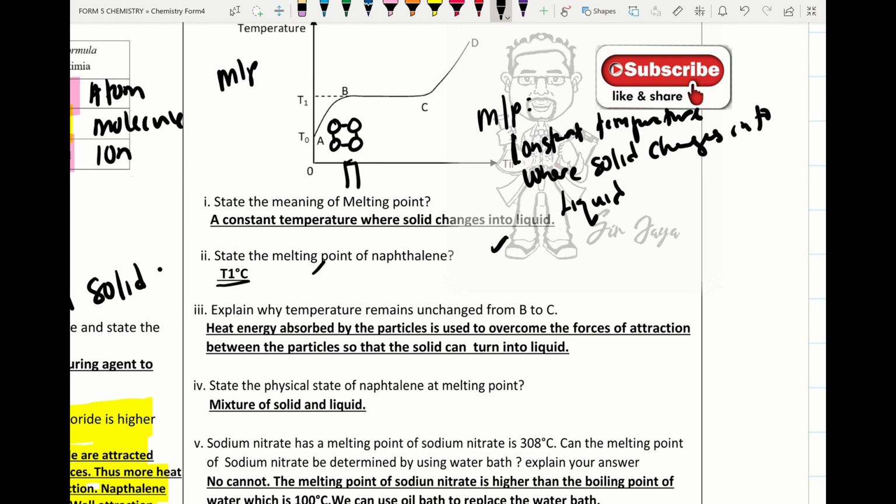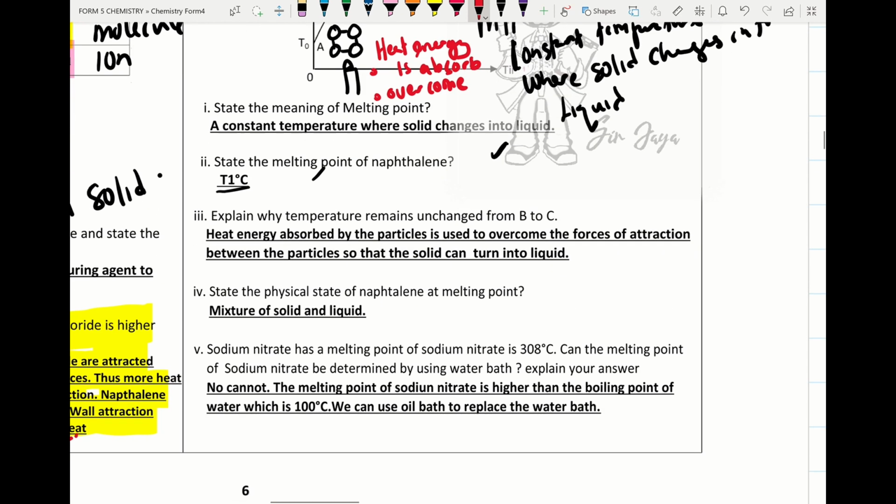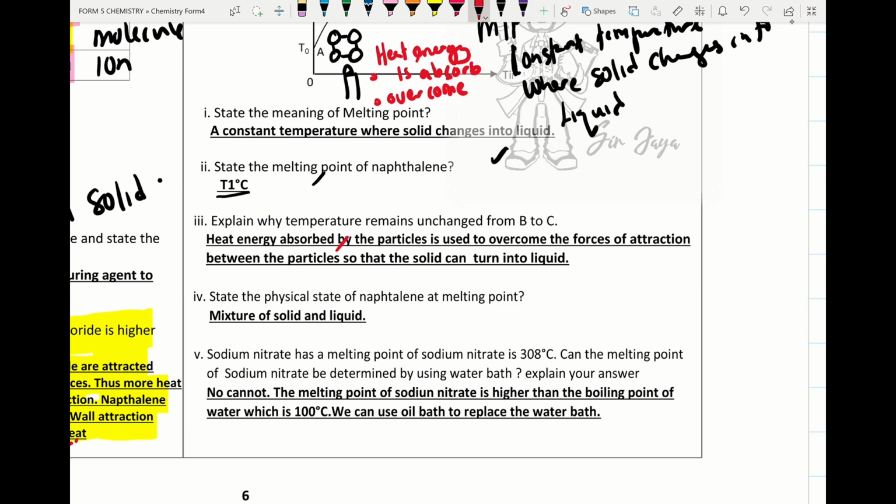So what happened? The heat energy is absorbed when we heat the particles. So here please remember heat energy is absorbed. Why is the heat energy absorbed? To overcome the forces of attraction, so the particles are arranged not in order. All right, so please remember the heat energy is absorbed by the particles to overcome the forces of attraction between the particles, so that solid can be turned into liquid.